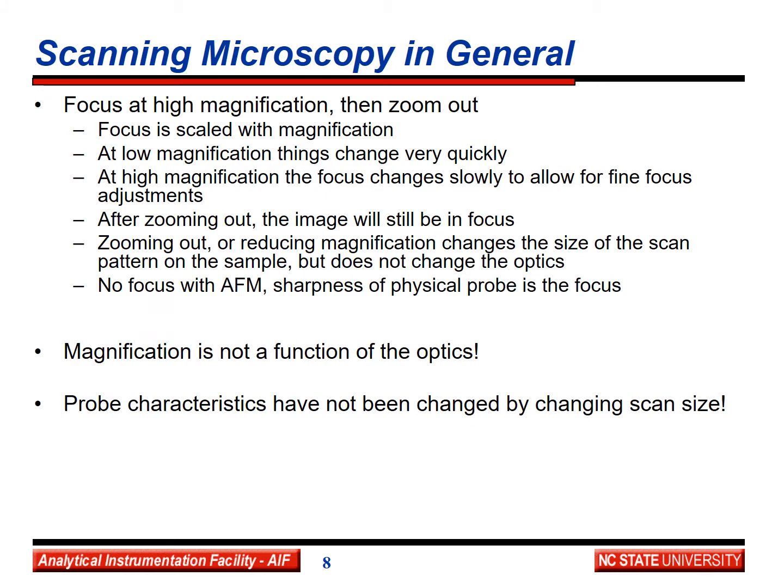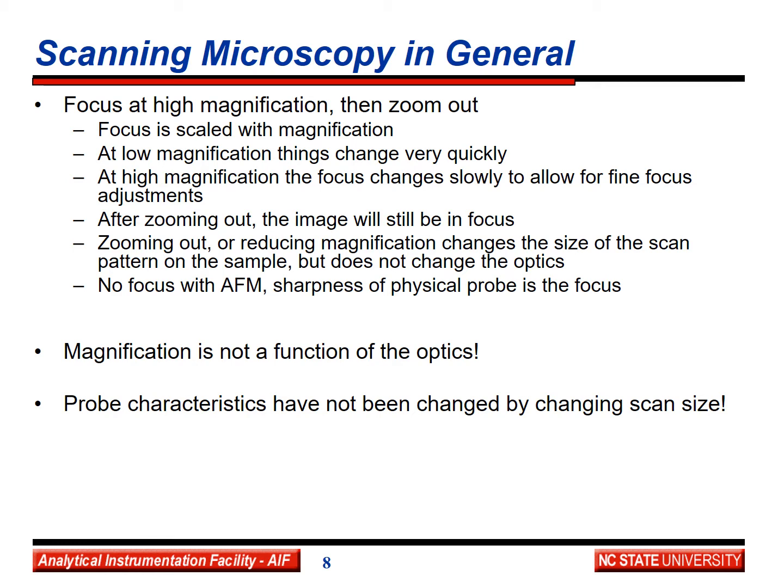With a scanning microscope, we are going to focus at high magnification and then reduce the magnification to look at the image. This is because focus is scaled with magnification. At low magnification, things change very, very quickly, and at high magnification, the focus changes slowly to allow for fine focus adjustments so that we can see small details. After we reduce the magnification or zoom out, the image will still be in focus.